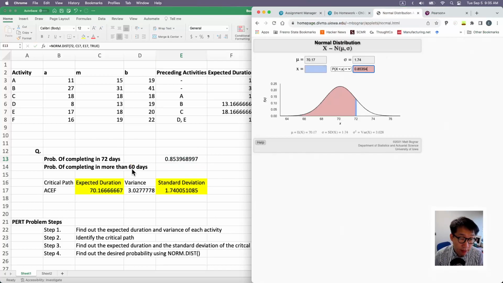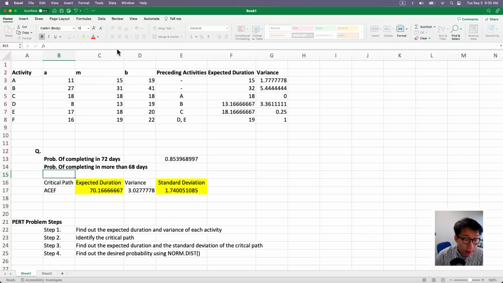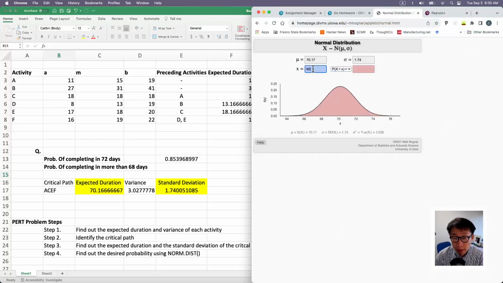So next one is completing in more than 60 days, completing in greater than 60 days. Again, let's visualize this, okay? It's the same distribution. This time it's 60, but it's after the 60. Well, as you can see, because we have a very small standard deviation, 60 is way to the left. It's a bit difficult to recognize. Again, let's change our problem a little bit. Let's say 68. This should have a slightly better visualization.